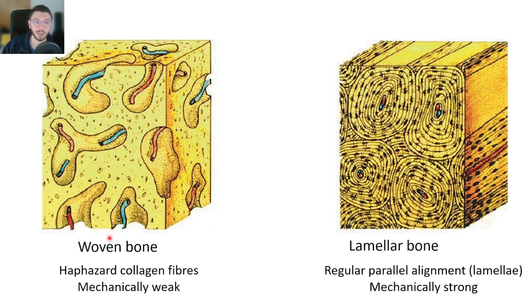So once again, woven bone produces osteoid rapidly. This is usually initially in fetal bones, and it's usually replaced by lamellar bone. But also after fracture, woven bone is first created, and then remodeled into lamellar bone. And in healthy adults, virtually all bones should be lamellar bones.